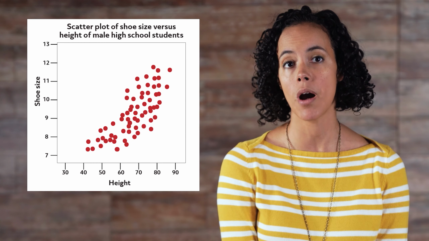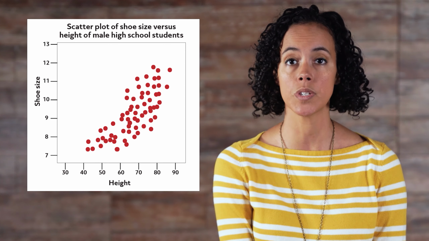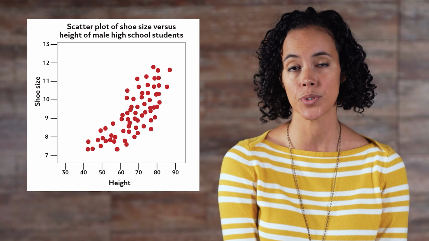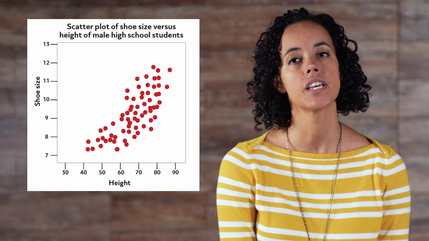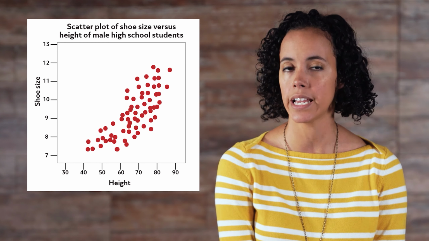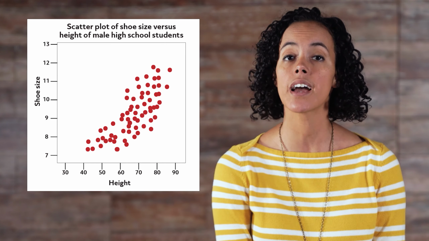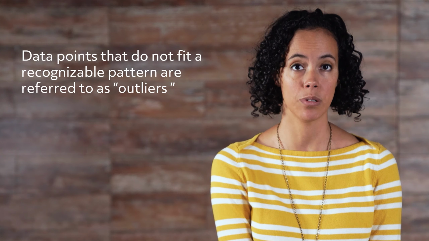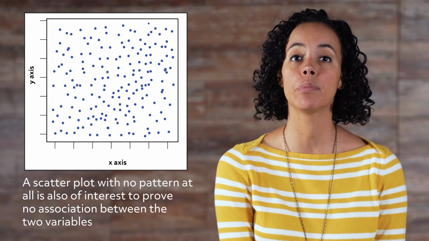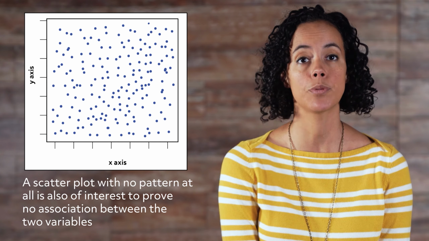An example of a strong positive, somewhat linear pattern could be revealed in a scatter plot of shoe size versus height of male high school students. Because typical male students continue to grow during the high school years, the data for all male students would likely show underclassmen data points at the lower end of the scatter plot and upperclassmen represented at the higher end. Data points that do not fit a recognizable pattern are referred to as outliers.